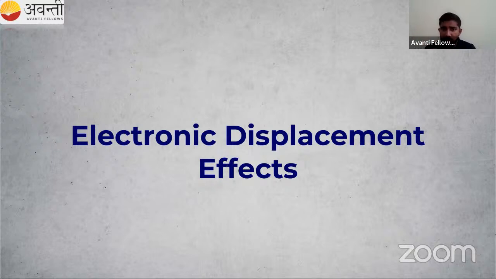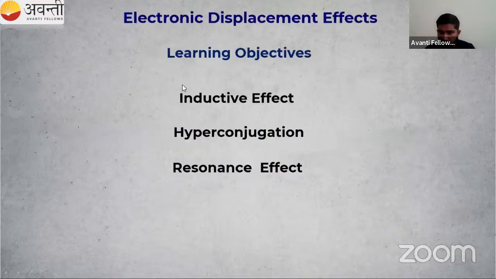We know there are different types of electronic displacement effect. First one is inductive, second is hyperconjugation, third one is resonance effect. Resonance you have studied in the chemical bonding chapter, so it will be very easy for you. You have already studied the basic things about resonance. We will repeat the same things and add some points also.